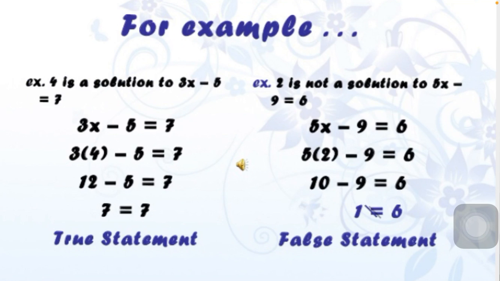Next example, on the right side it is written that 2 is not the solution of 5x minus 9 equals 6. Why are they saying that? Because when you put 2 in place of x, the variable, it gives us 10 minus 9, which is not equal to 6. It gives us 1, and 1 is not equal to 6. That is why 2 is not the solution of this equation. So we cannot say the x value is 2 here. But on the left side, we can say that the x value is 4, because it gives us a true statement. It gives us equal results. So now you can understand what solution means.